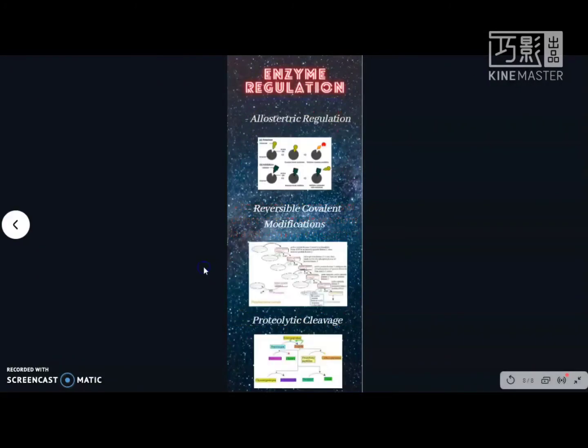Next, enzyme regulation such as allosteric regulation. Here you can look at the picture. That is allosteric regulation. Next, reversible covalent modification. And the last one, proteolytic cleavage.